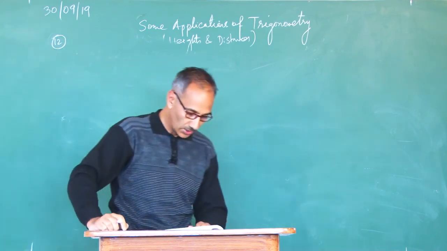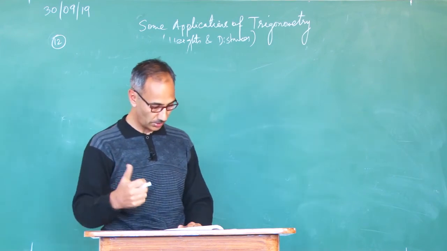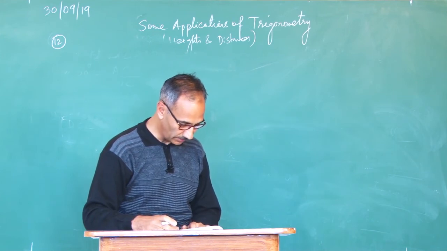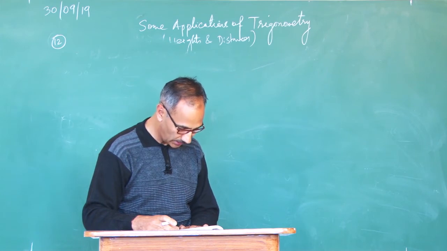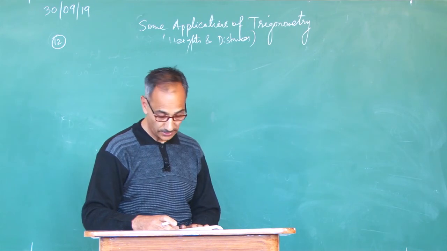Question 12 says, from the top of a 7-meter high building, now, a person is on top of a building and the height of the building is 7 meters. The angle of elevation of the top of a cable tower is 60 degrees and the angle of depression of its foot is 45. Try to understand.